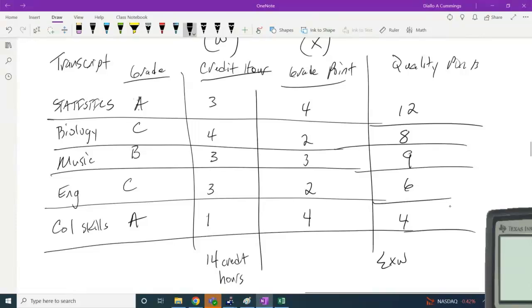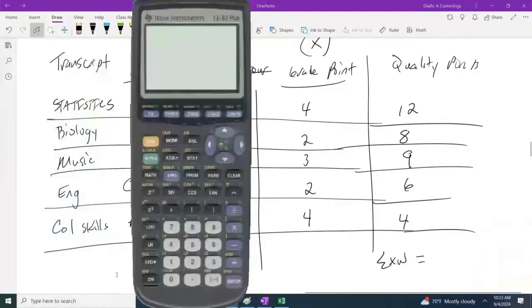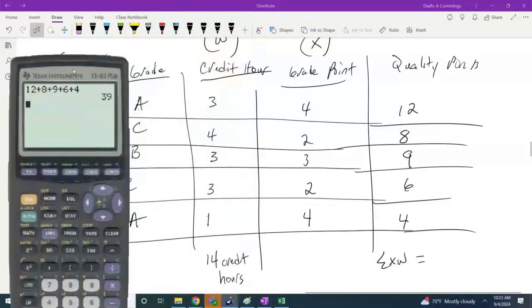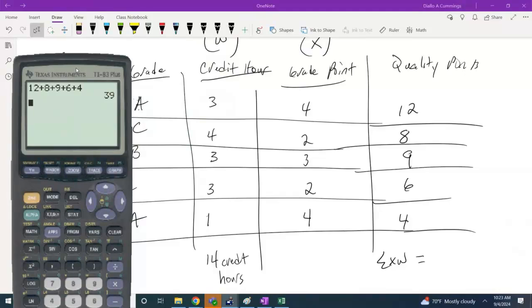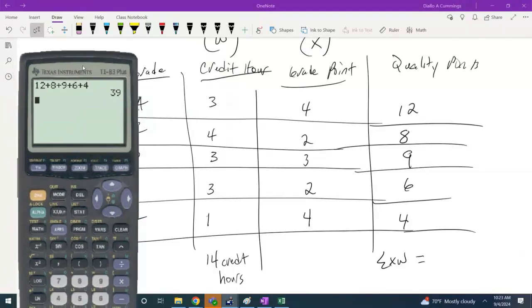This is the sigma thing: I add all of these up. I have to take all of these X times W values and add them all up together. So that is 12 plus 8 plus 9 plus 6 plus 4 is 39? I believe 12, 8, 9. That's 39.